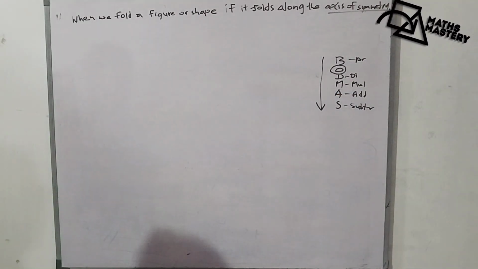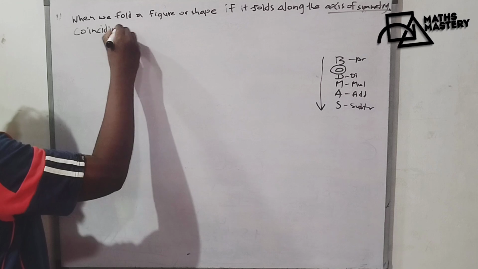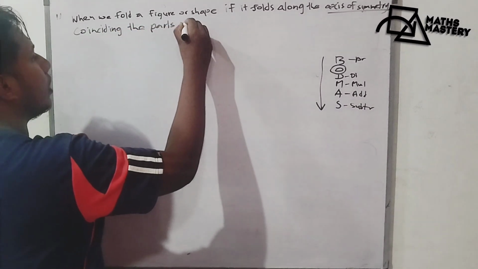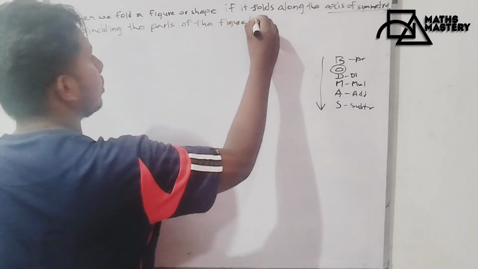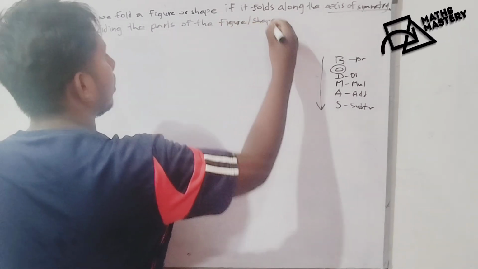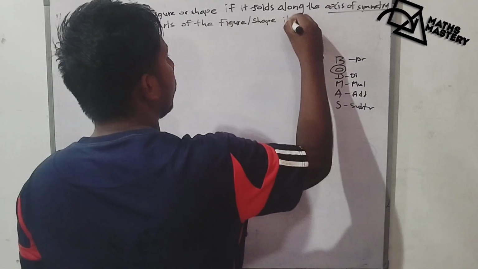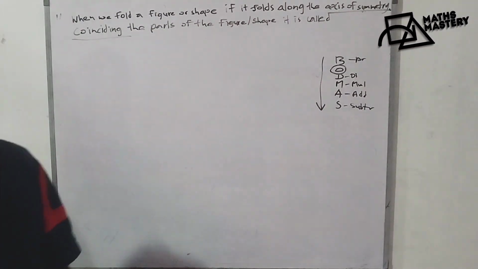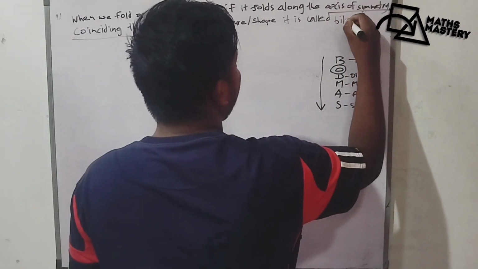coinciding two parts of the figure or else shape, make sure to write the word coincide, it is called bilateral symmetric. Bilaterally symmetric.